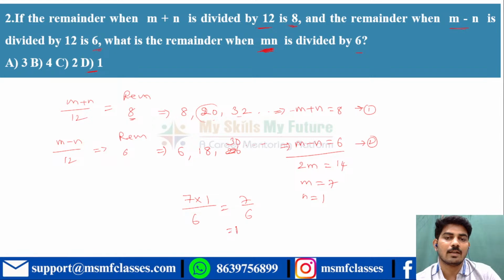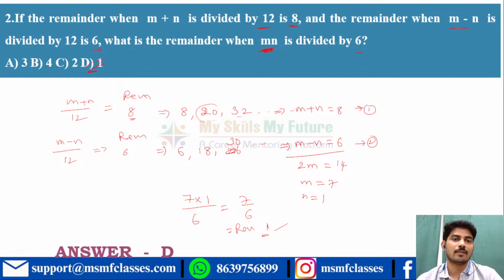So Jane has answered the question correctly here. The answer for this particular question was option D, which is 1, the remainder when m into n is divided by 6. So we are moving to the next question, and this was the next question.